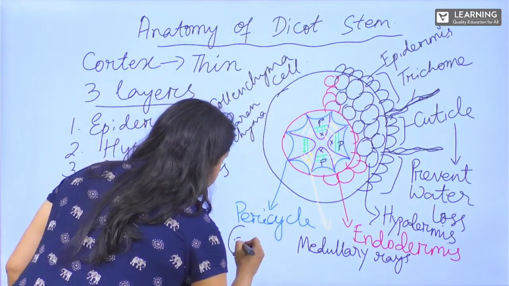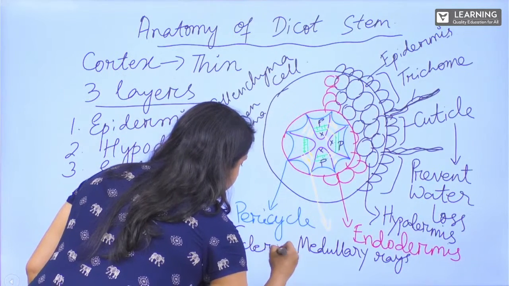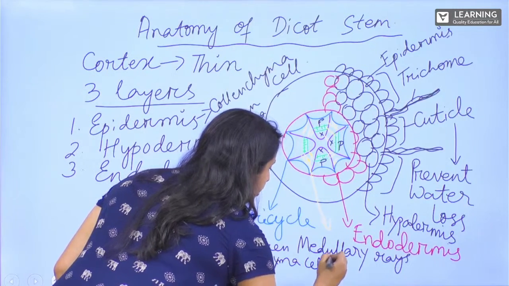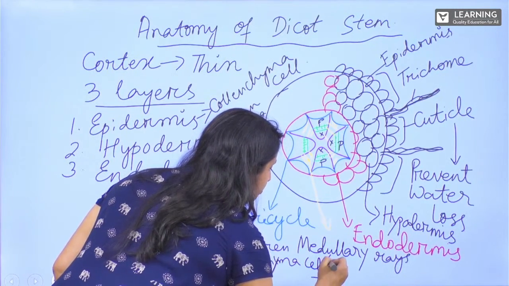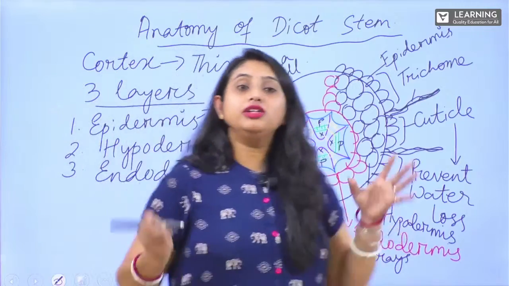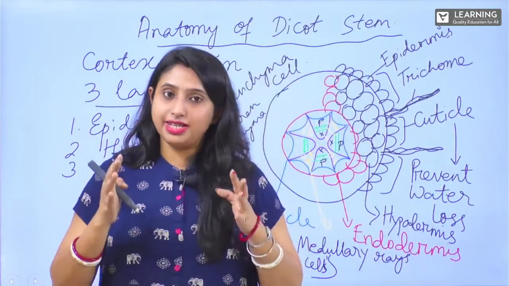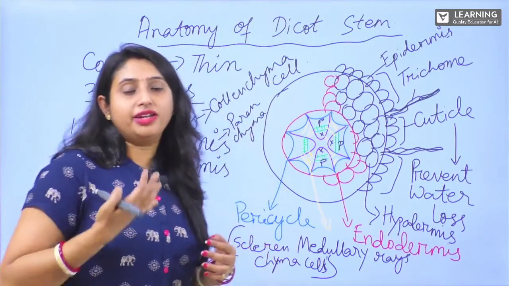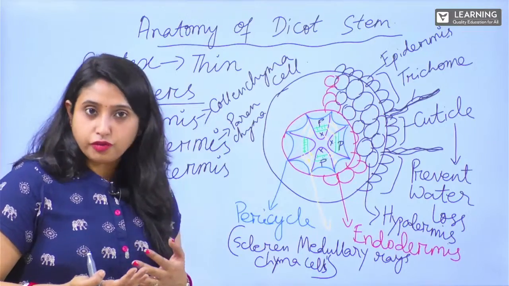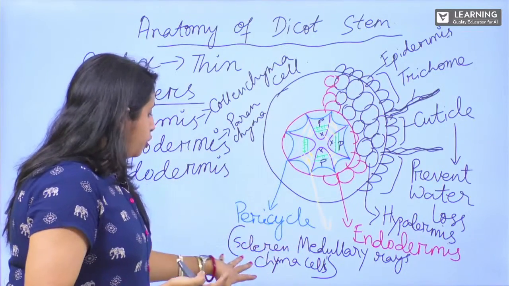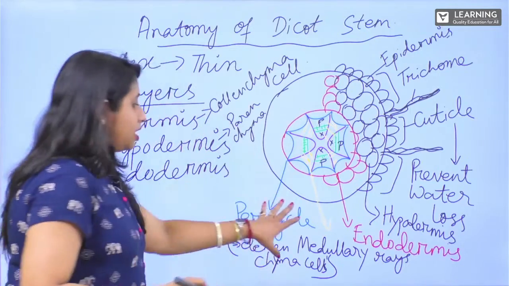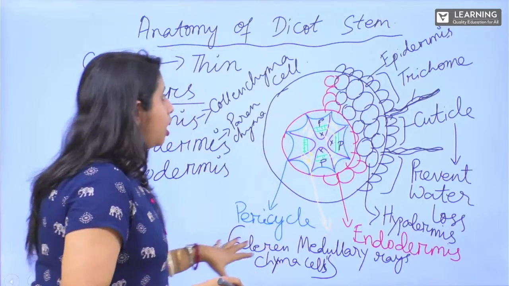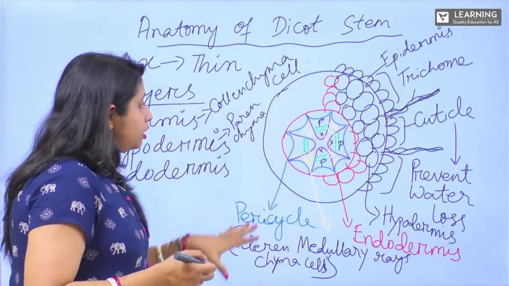So this pericycle is made up of sclerenchyma cells. Now why is it made up of sclerenchyma cells, not parenchyma? You know, sclerenchyma cells are dead cells, right? So the stem needs support, it needs protection. If it is made up of parenchyma cells, it cannot provide support, right? So it is made up of sclerenchyma cells. So the sclerenchyma cells provide support to it, right? So this is how the dicot stem looks like.